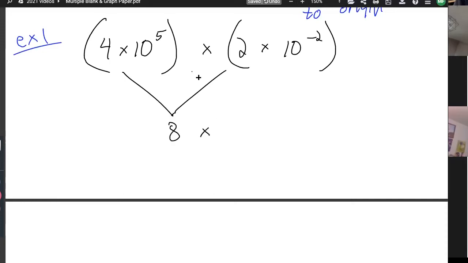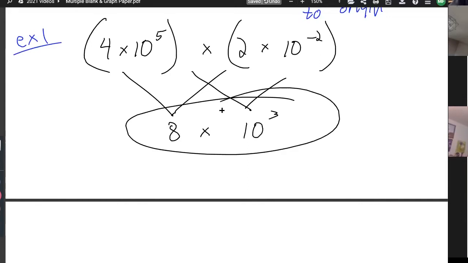And now I'm going to multiply 10 to the 5th times 10 to the negative 2. Do you remember what you do with the exponents when you multiply powers of 10? You just add them. So this is your final answer. That's why this is so much better than otherwise I would have had to multiply these two numbers, 400,000 times 0.02. I would have had to multiply these two things together, which isn't terrible, but it's kind of annoying, right?